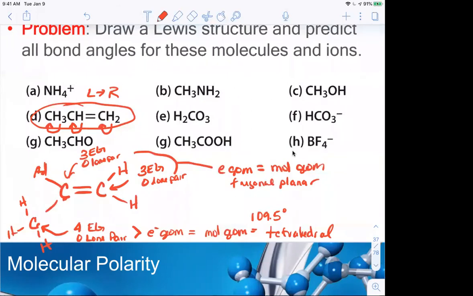There might be a little bit of a deviance from 120 degrees because this would be larger here relative to this one and vice versa. But we're going to go with approximately 120 degrees here, here, here. All of these trigonal planar bond angles are going to be basically 120 degrees.